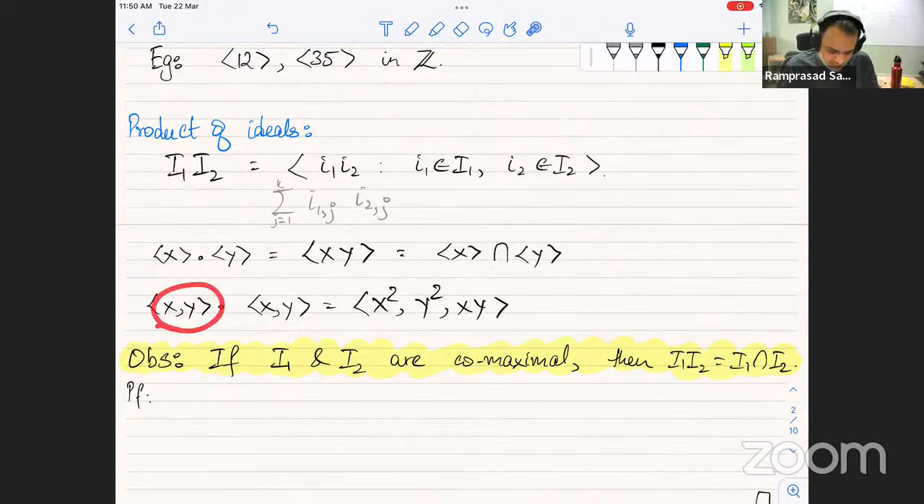If I call this an ideal I, then I intersection I is equal to I, but that's not the same thing as I squared. So it's not always the case that the product is equal to the intersection, but when they are co-maximal or co-prime, then they turn out to be the same. And the proof is actually quite simple. Okay, so which is the easy direction? Which direction is clear?